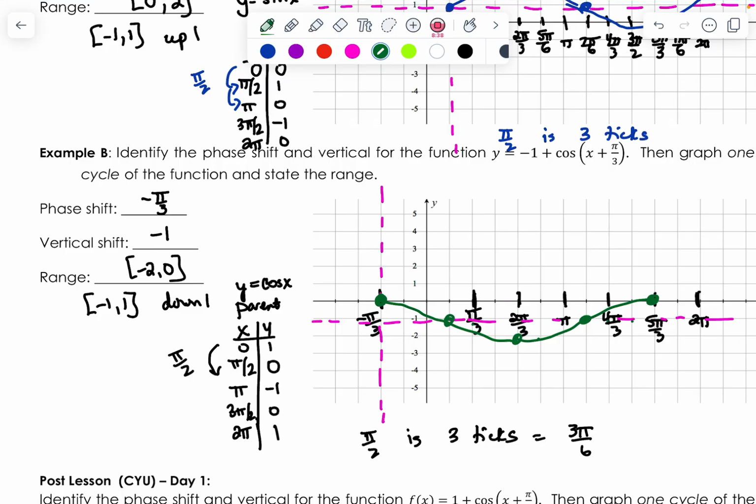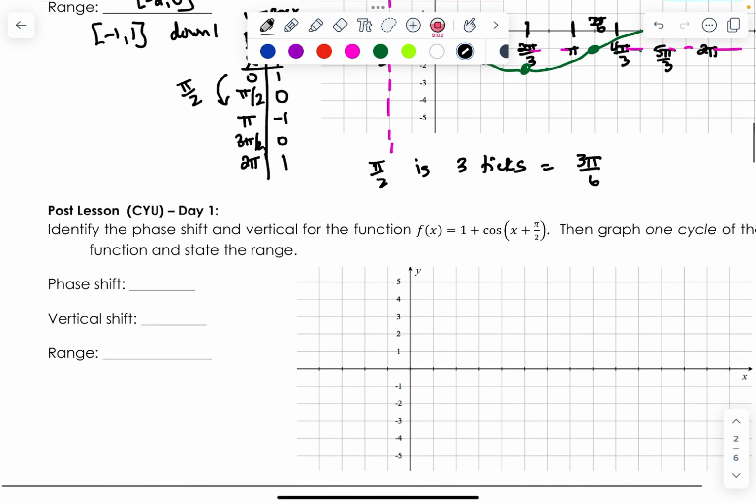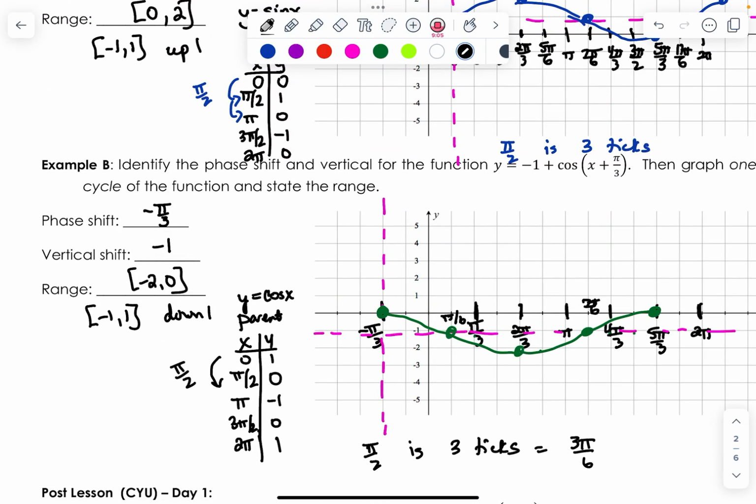Then what I would like you to do, if points are on a tick that is not currently labeled, is label that. So this one's going to be pi over 6. Then I have my 2 pi over 3, that's 4 pi over 6, 6 pi over 6, so this one's 7 pi over 6, and then the rest of them are on dots. Okay, so that is what we get to on day 1.